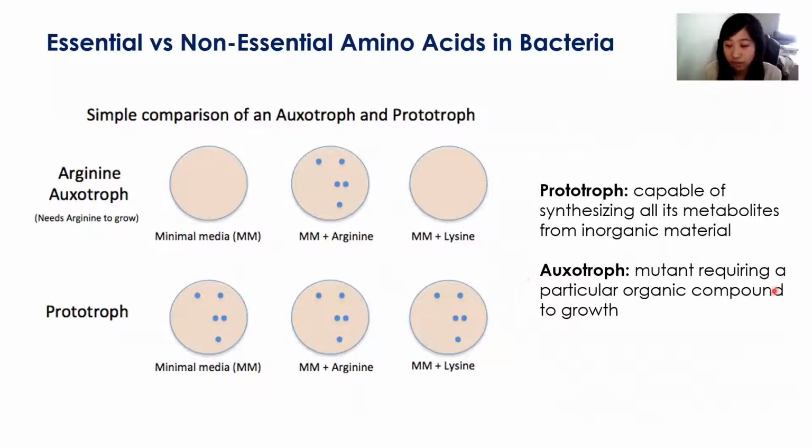However, an auxotroph is a mutant strain that requires a particular organic compound in order to grow. For example, here we have an arginine auxotroph that requires arginine in its media in order to grow. So this auxotroph cannot grow in minimal media because it cannot synthesize arginine. Therefore, it cannot survive without arginine in its media. However, it can grow in minimal media that is supplemented with arginine.